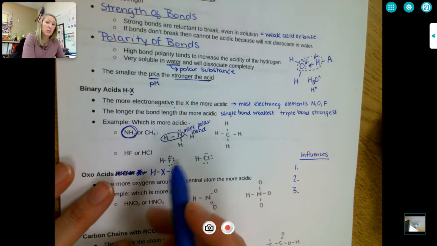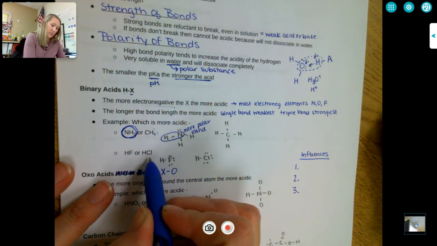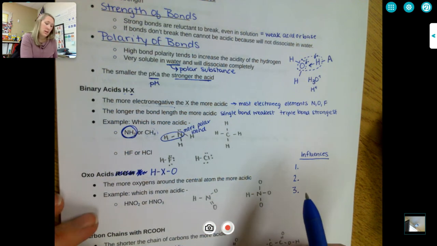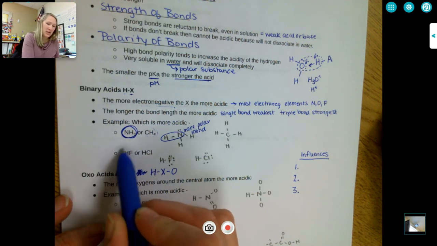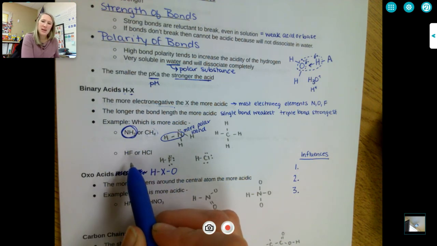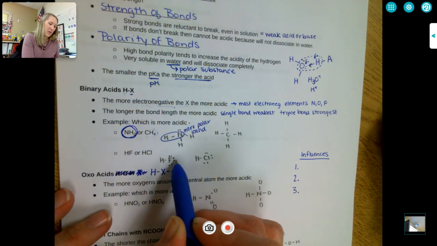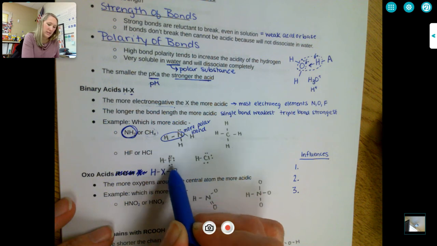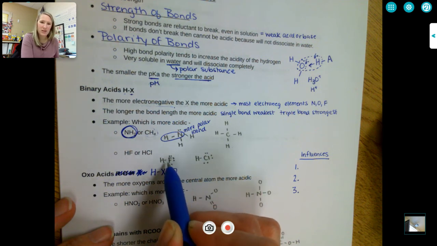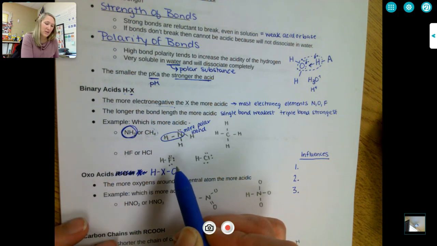What if we have two known acids, HF and HCl? We know that HCl is a strong acid, and we know that HF is a weak acid, but that might come as a surprise to you. If we start by looking at polarity, fluorine is the most electronegative element, so this is one of the most polar bonds we can have.